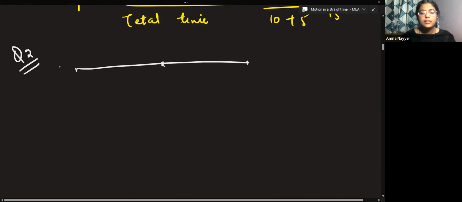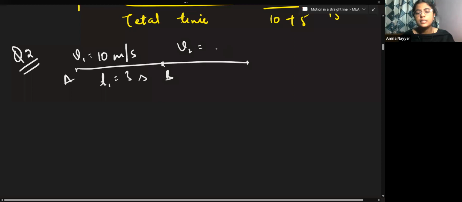Let's say the speed is given as 10 meter per second from A to B. Time is given as 3 seconds. Then this is V1. Then speed is given as 20 meter per second in the second part, and the time is given as 2 seconds. Now we have to calculate the average speed.